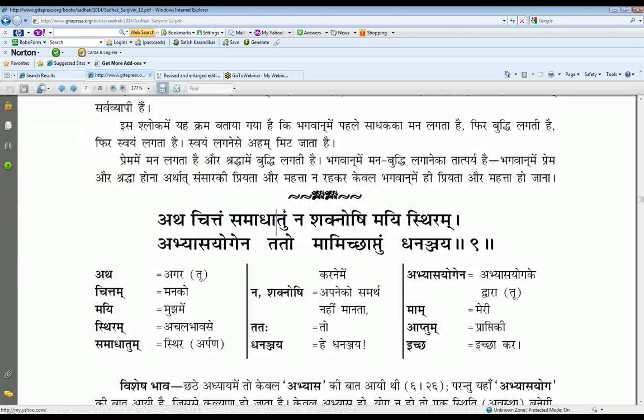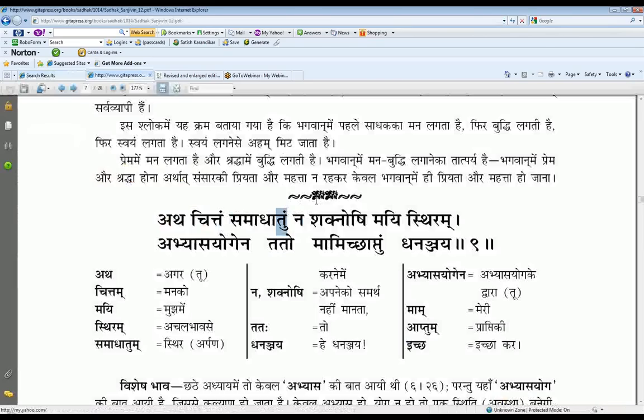But the next one: samadhatum na shakno. Now look at this one. Samadhatum has an anuswara followed by a na. So this samadhatum can become samadhatun. This anuswara can be, and if possible should be, pronounced as a nakara. Samadhatunna.